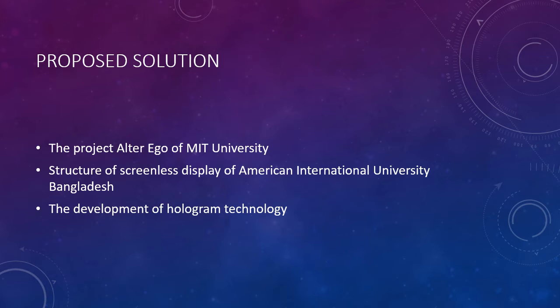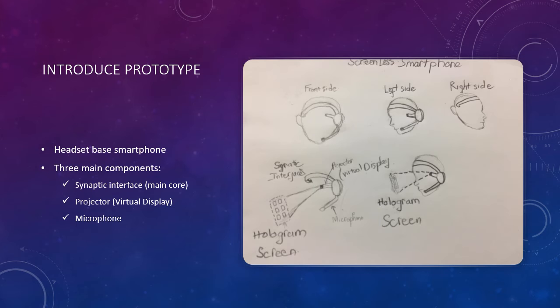Moreover, there is also a technology called hologram that can reflect 3D objects, but it still has some limitations and can be developed more in the future. I believe that hologram is the good way to go with the screenless smartphone.